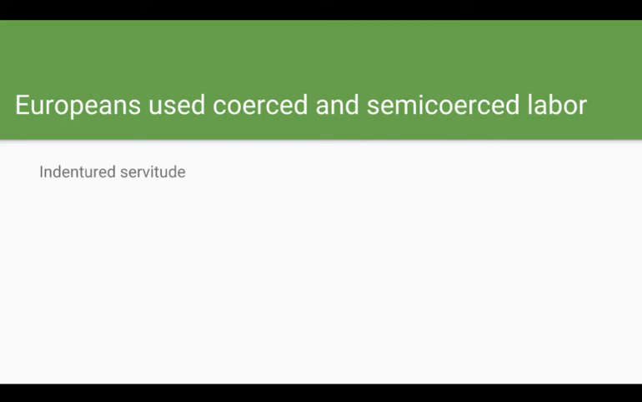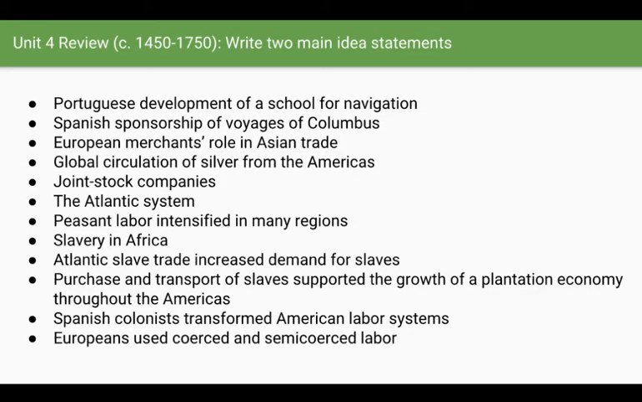Indentured servitude is another form of what we would call semi-coerced labor. Remember, indentured servants are technically not slaves, but they're tied to the land and not allowed to leave for a certain amount of time. This one has got a lot going on, so we're going to have you write two main idea statements.